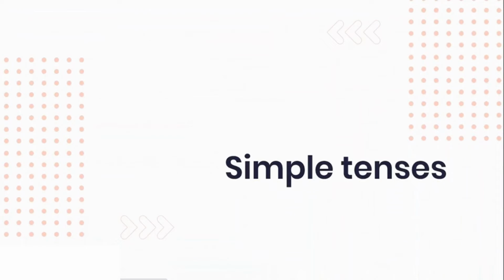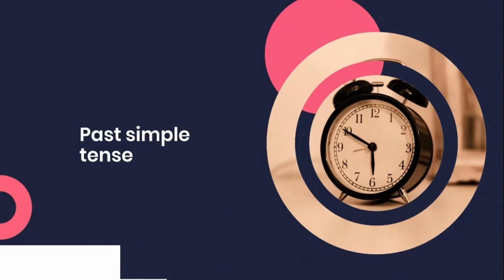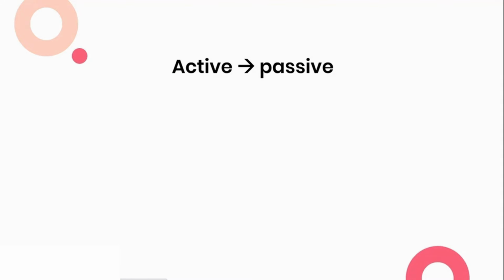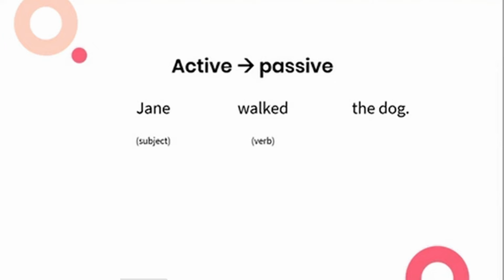Now let's have a look at the different tenses and how passive constructions differ. Let's start with past simple tense. Let's look at a sentence in past simple tense. Jane walked the dog. We've got our subject, Jane. We've got our verb in past simple tense, walked. And we've got our object, the dog.